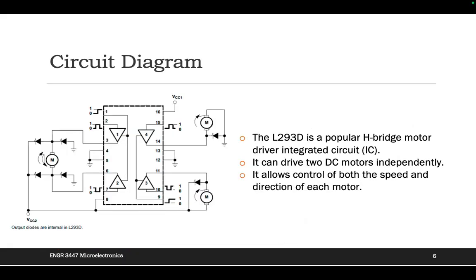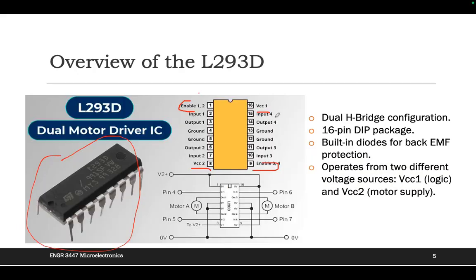Because if you go inside this chip, you will find there are 4 different amplifiers. This power is just to make the amplifiers work. That's the reason why it needs a logic power, usually 5 volts. And this VCC2 is the motor supply. It just gives power to the motor. Does that make sense to you? Any question so far?